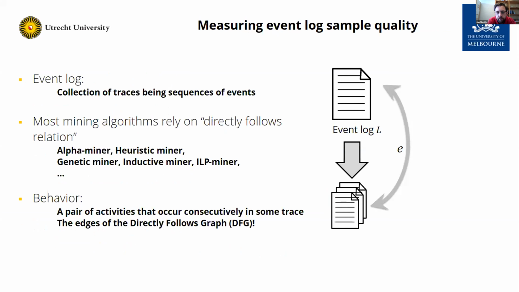So that means that if you consider these pairs as your minimal element that we look into, then you can also start saying, well, that is our behavior. So we consider behavior to be that pair of activities that occur consecutively. Basically the edges of the directly followed graph. And if you consider it this way, you can start counting. So we have the original event log. We know how many of those directly followed pairs we should have. We have our sample, so we know how many of those we have in the sample, and then we can start comparing. So this gives all kinds of ways to define error measures on our sample.